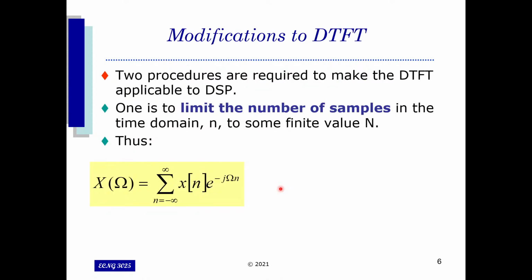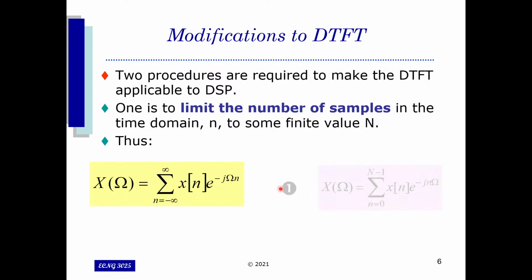So there are 2 procedures that you can use to transform the DTFT and make it applicable for our DSP course here and DSP in general. So the first method is, instead of having an infinite sequence and an infinite summation, we limit that in the discrete time domain to some finite value capital N.